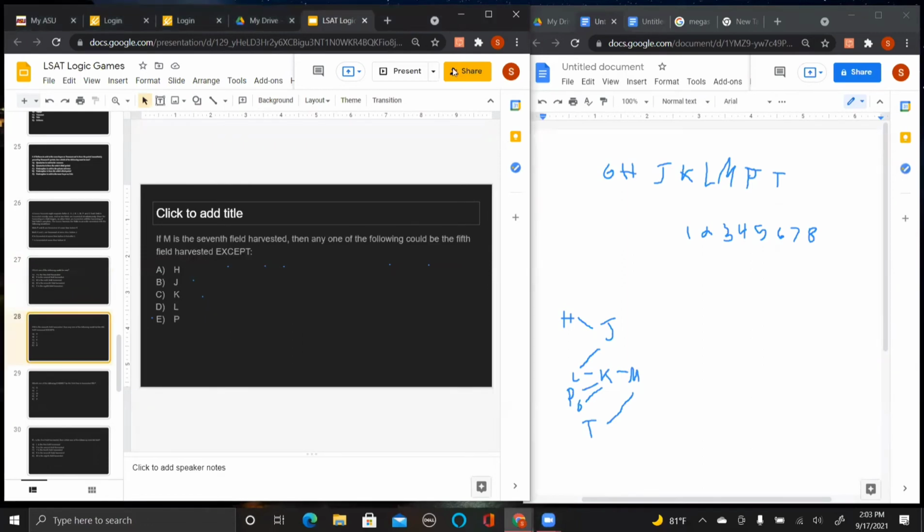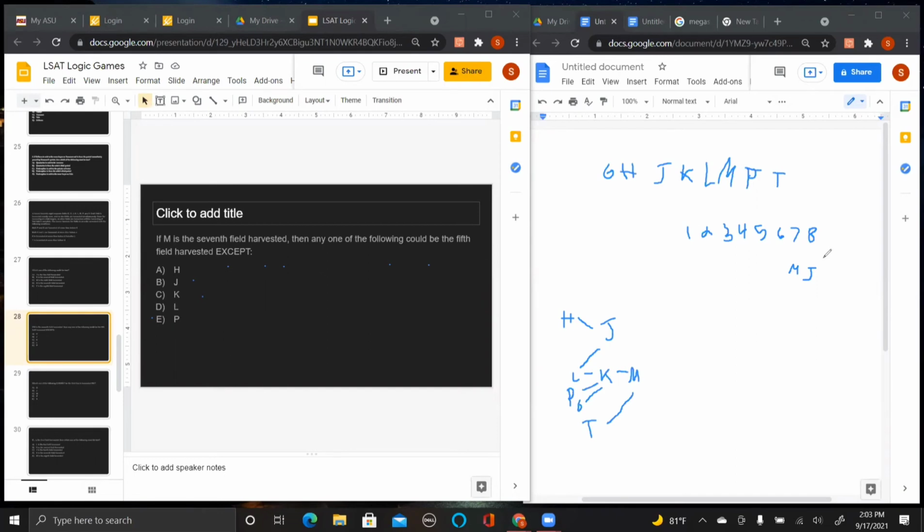If M is the 7th field harvested, then any one of the following could be the 5th field harvested, except. All right, so if M is 7th over here, then J must be last, right? Because the only things that can come after M are J and H, and J has to come after H. So the only thing that can be last here is J.